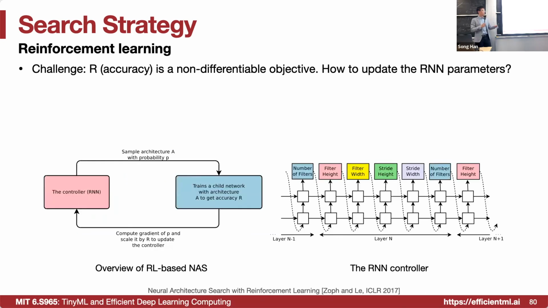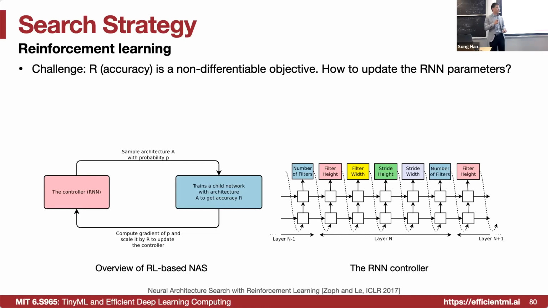All right, and then let's talk about a more advanced search method, which is using reinforcement learning. The challenge is that the accuracy is actually a non-differentiable objective. And then how do we update this RNN controller? Remember, we have to make different decisions for the neural nets, choosing the number of filters, height, width, stride, etc.